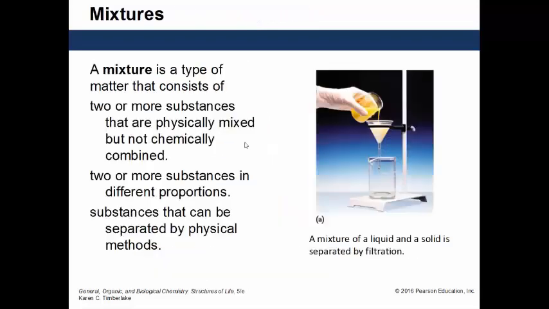A mixture is a type of matter that will consist of two or more substances that are combined physically but not chemically. And these are two or more substances in different proportions also. And the key thing here is that they are physically mixed and can be physically separated, but they're not chemically joined. Think of this as a big bowl of M&Ms, where you have some red, some green, some brown, some yellow. They're all in the same space. They are physically connected, but they're not chemically bonded to each other. You can separate the reds from the greens, from the yellows, and so on.